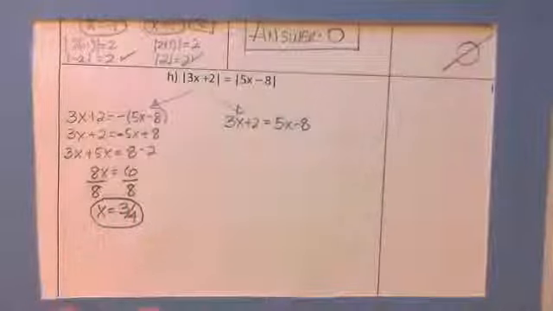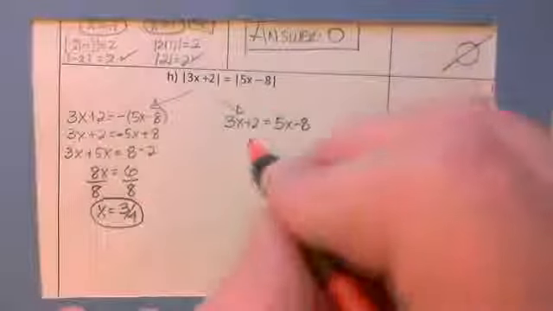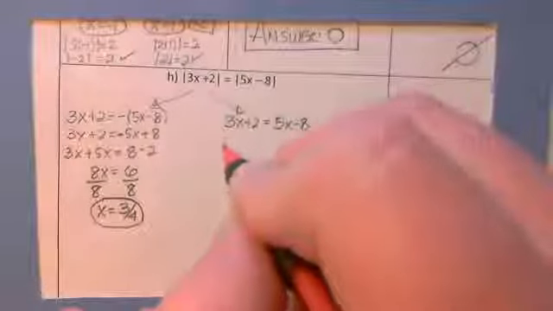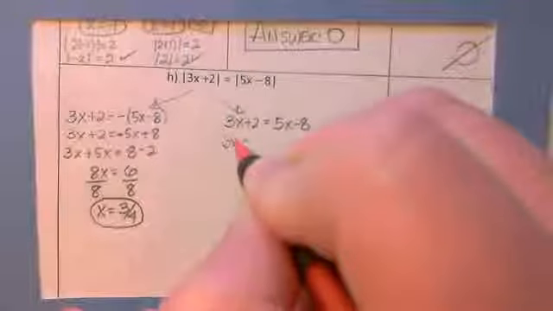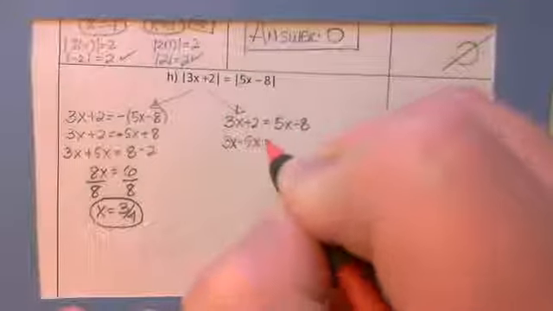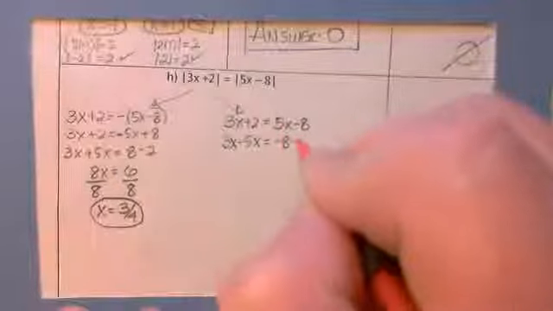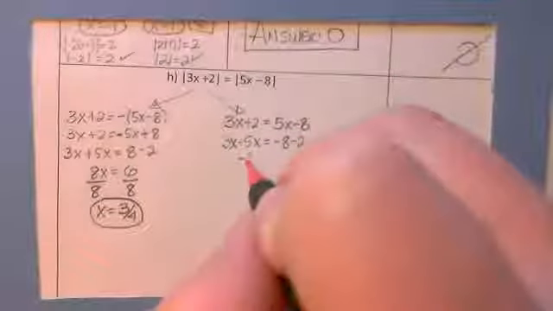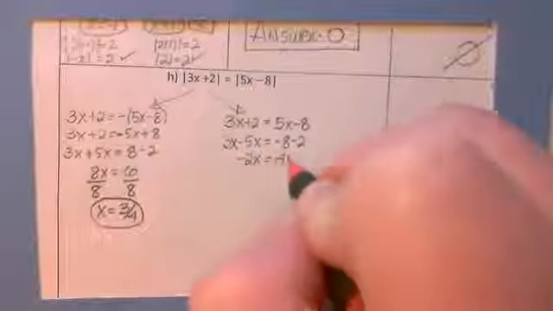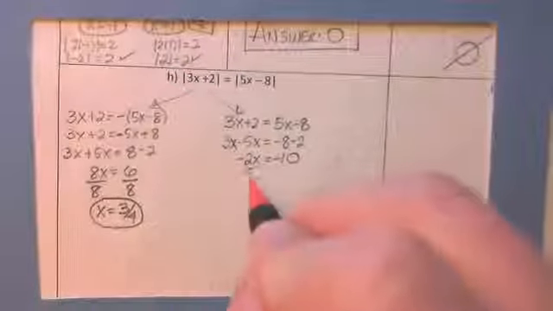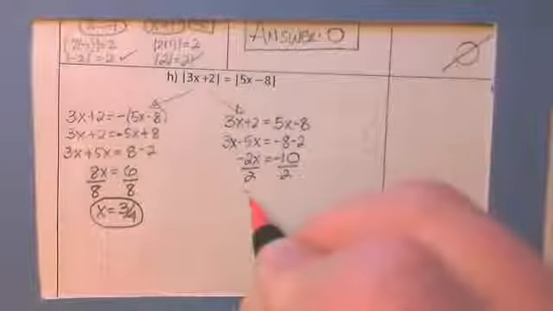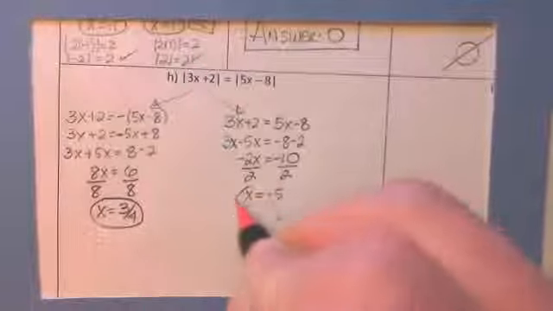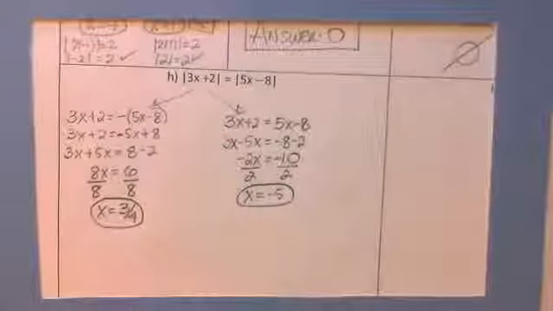Alright, let's see what we get on the other side. On the other side we're going to move the 5, so this would be 3x minus 5x. And here will be negative 8 minus 2. So this would be negative 2x equals negative 10. We're going to divide both sides by negative 2, so this would be x equals 5. Very well. Now that I have two answers, remember you have to do the check.